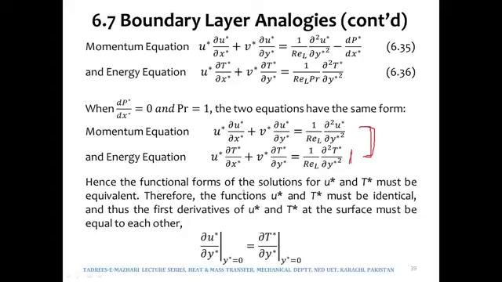So hence the functional forms of the solutions for u star and t star must be equivalent. Of course, in here we would have u star as a function of x star, y star and Reynolds number, and in the second one we would have t star as a function of x star, y star and Reynolds number. So therefore the functional forms would be equivalent, right? And the functions u star and t star would then be identical. The only difference would be that one equation would be in u star and the other equation would be in t star. That would be the only difference.